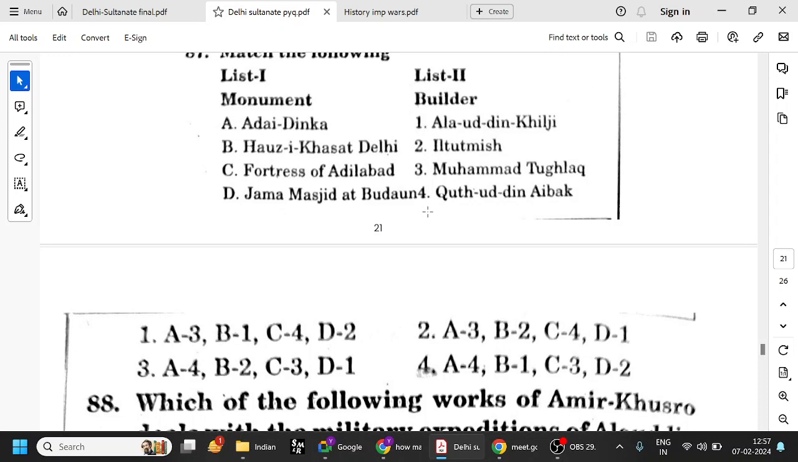So Jama Masjid at Badaun is Iltutmish. So we've seen Iltutmish. What is that? He completed Qutub Minar. Okay, and Jama Masjid at Badaun. Remember those two things at least.